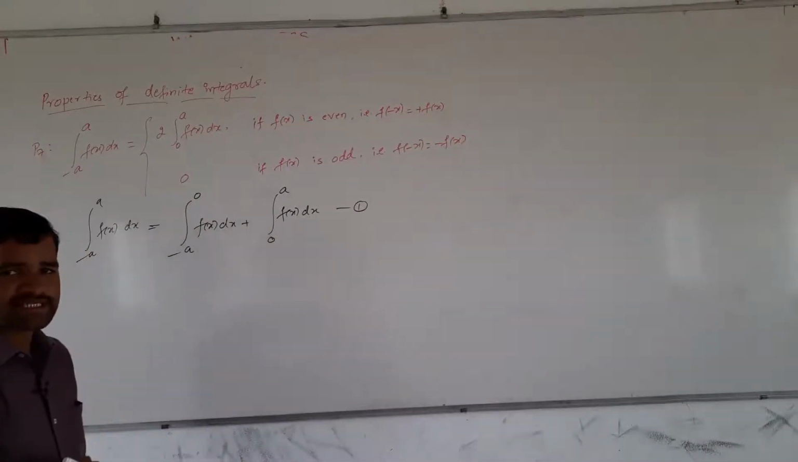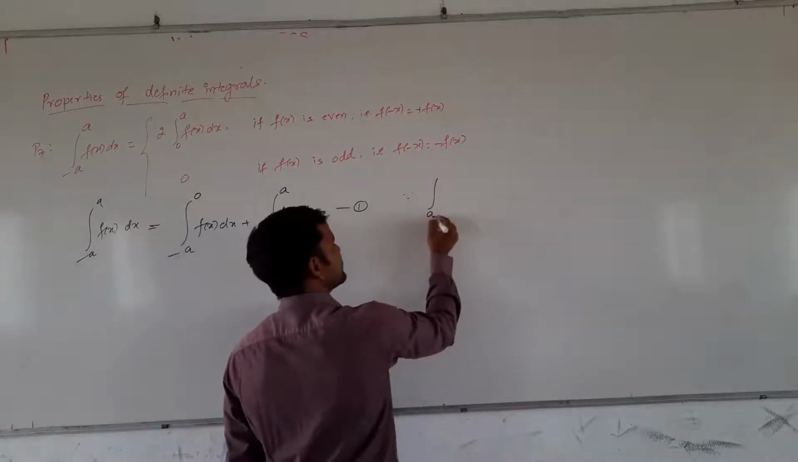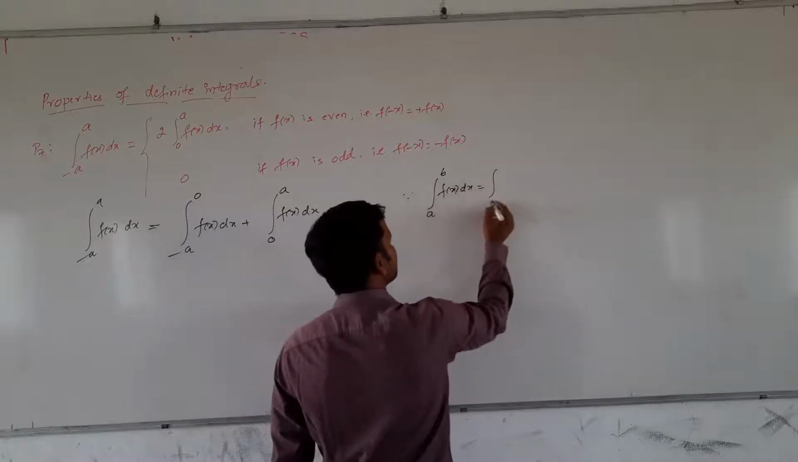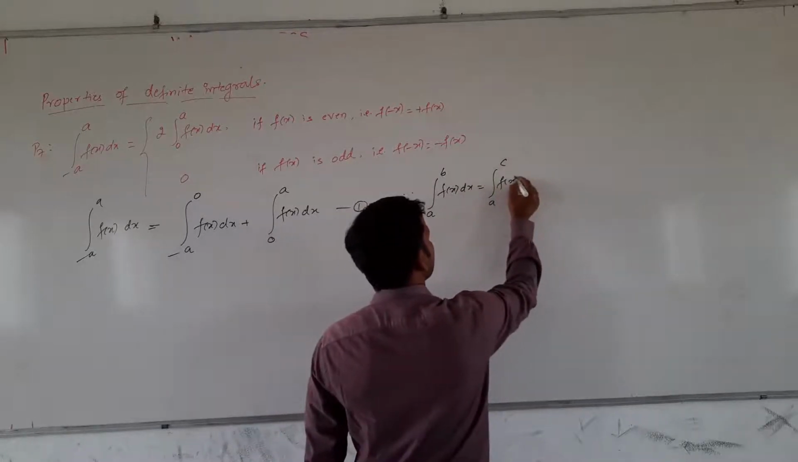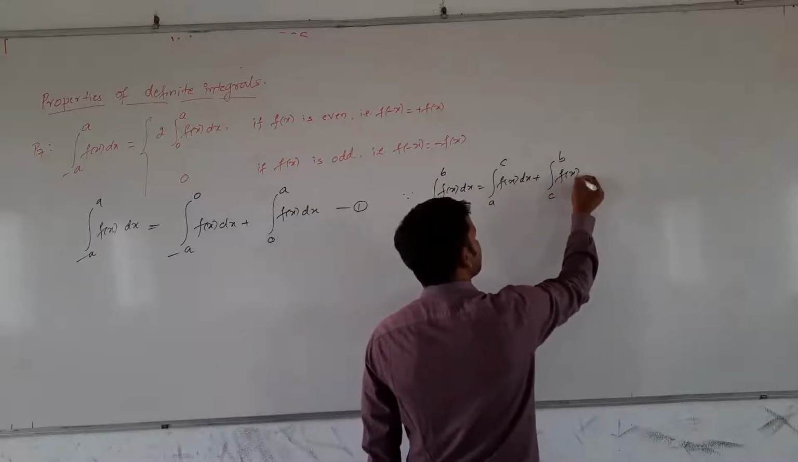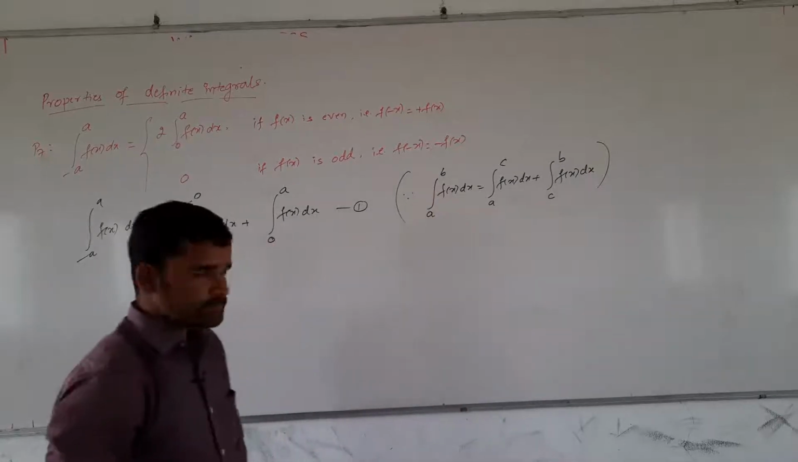How am I doing this? Because I am using the property that integrating from a to b f of x into dx is equal to integrating from a to c f of x into dx plus integrating from c to b f of x into dx. This property I am using here.